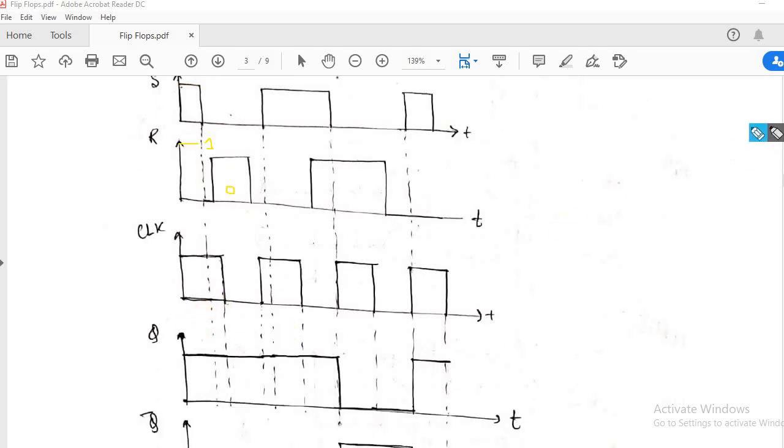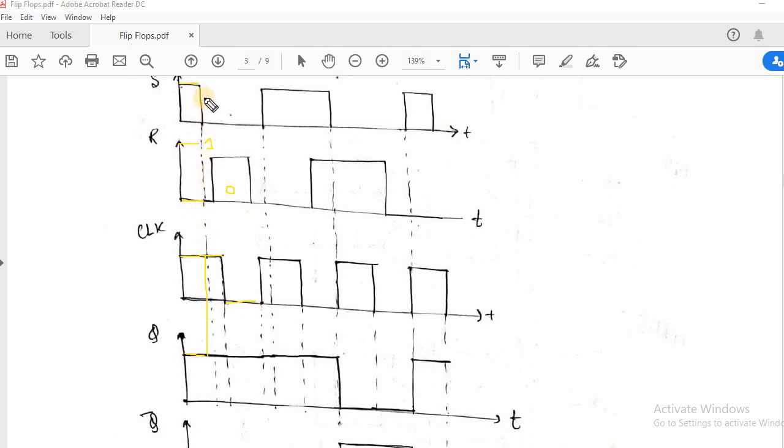Now this is the Q. So how to read this? Suppose this is the positive level, the high level. This is the low level. The output will change when the clock is high. So in this portion, S equal to 1 and R equal to 0, and the clock is also high. So with S1, R0 and clock high, the output will remain 1. Up to this, Q remains 1.